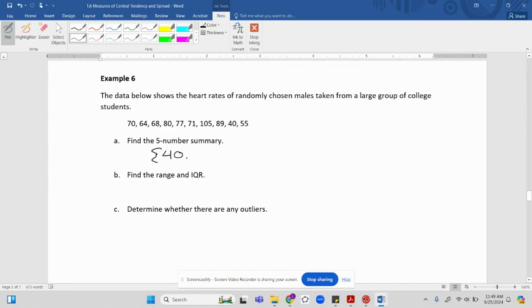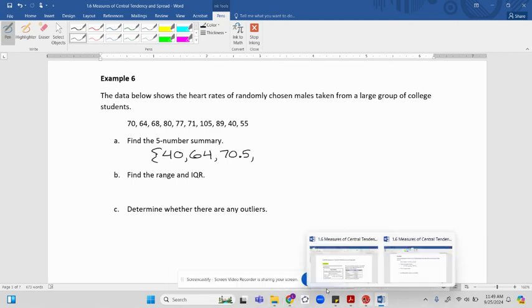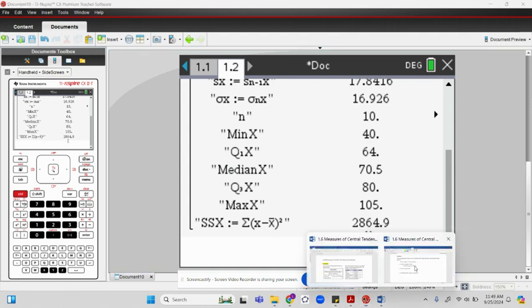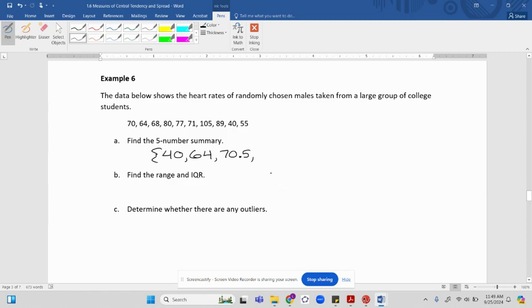40, minimum, 64 is Q1, 70.5 is the median. I need to find it again. 64, 80, and 105. So we have 80, 105. First of all, do any of those values seem like really far away from the rest? Think about it to yourself. Does it look like we have a value in this data here that is way far away from the rest? And that's what we want to find out eventually.